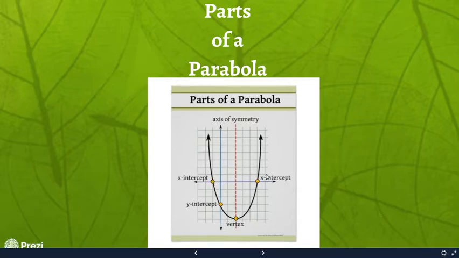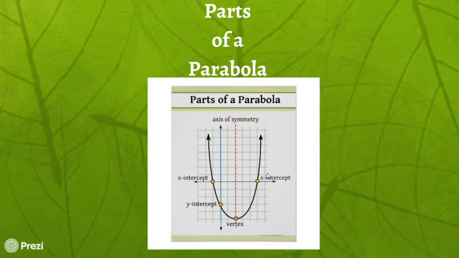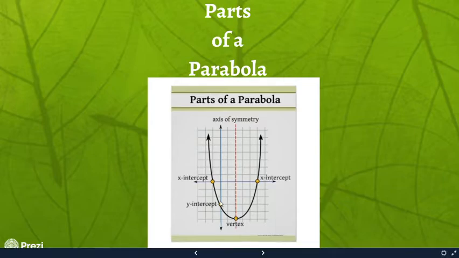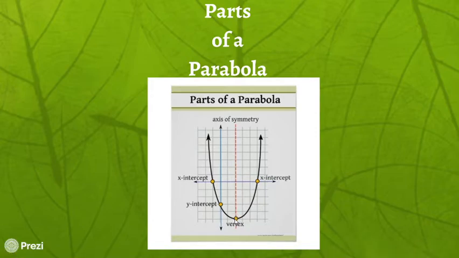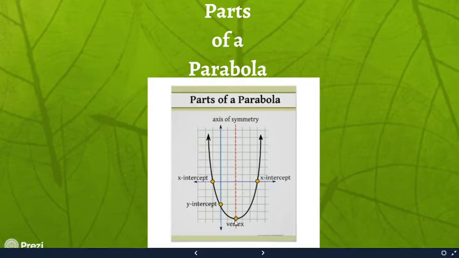We have our x-intercepts, which is where the graph intersects with the x-axis or smacks the x-axis. Okay, the y-intercept is where the graph intersects with the y-axis. Okay, and the vertex is either the maximum or minimum point of your parabola. In this case, it's a minimum because the parabola is facing up.